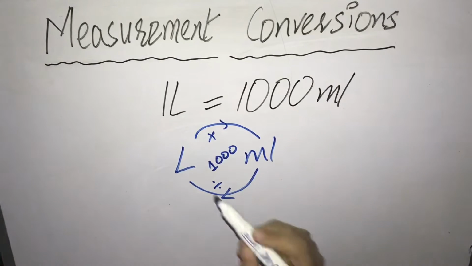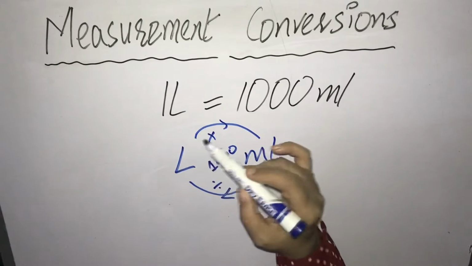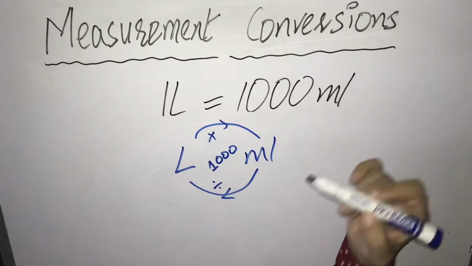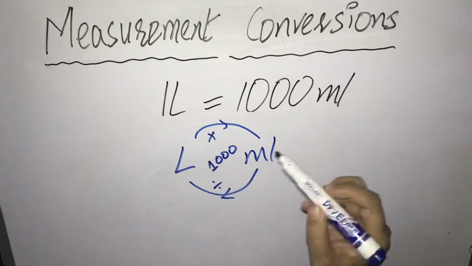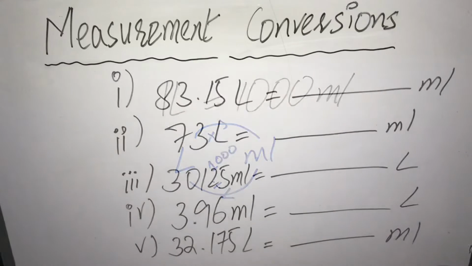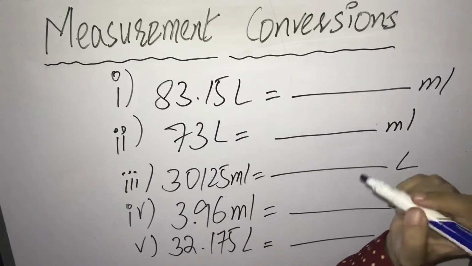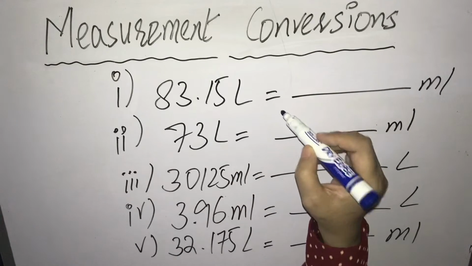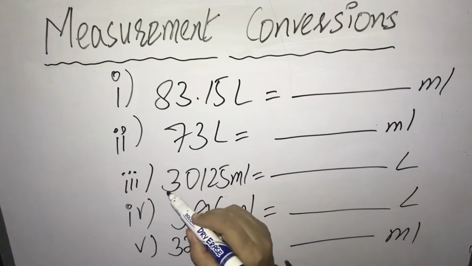That is, whenever we go towards the milliliter, the smaller unit, we move our decimal towards the right side. But when we go from milliliter to liter, from a smaller unit to a bigger unit, our decimal moves towards the left side. Here are a few examples for you. When we go to a smaller unit, we multiply and our decimal will move towards the right side. And when we go to a bigger unit, we divide and our decimal will move towards the left side.